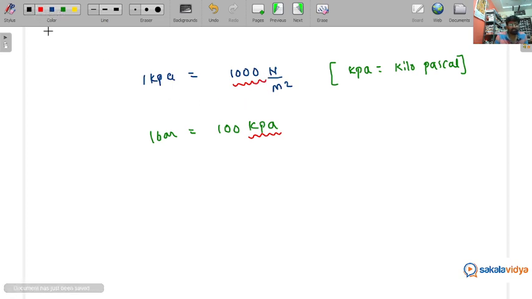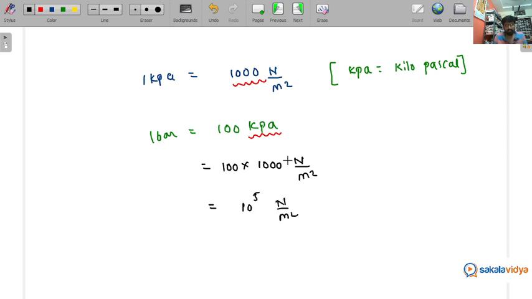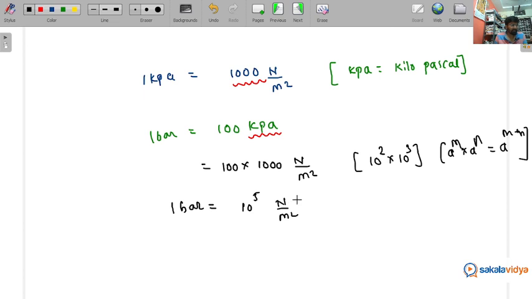So can I write like this? 100 into 1000 Newton per meter square, which means 10 to the power of 5 Newton per meter square. Here we can write 10 square into 10 cube. It is in the form of a to the power of m into a to the power of n, simply a to the power of m plus n, law of indices, right? So 1 bar is equal to how many Newton per meter square? It is equal to 10 to the power of 5 Newton per meter square.